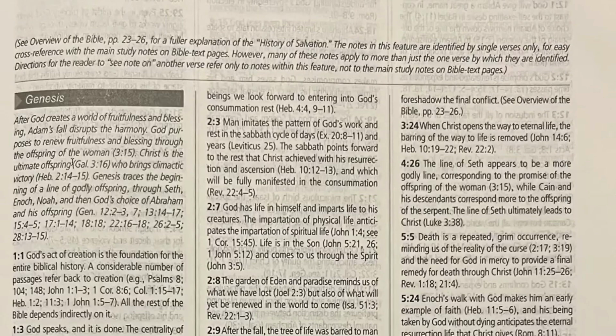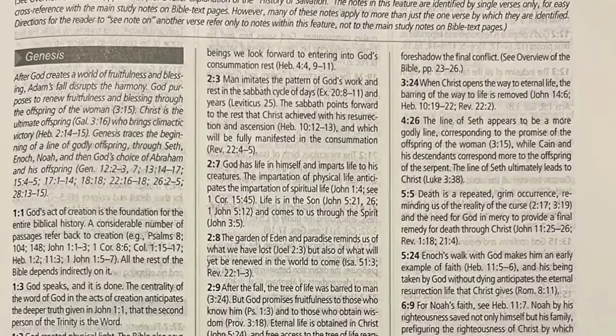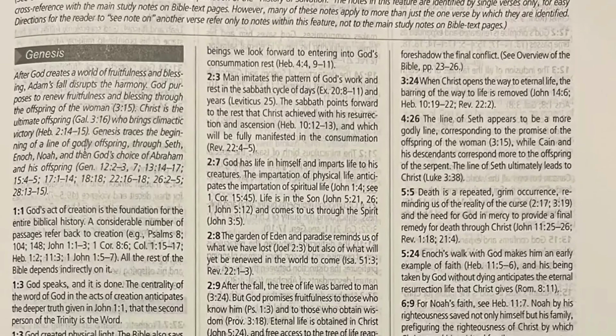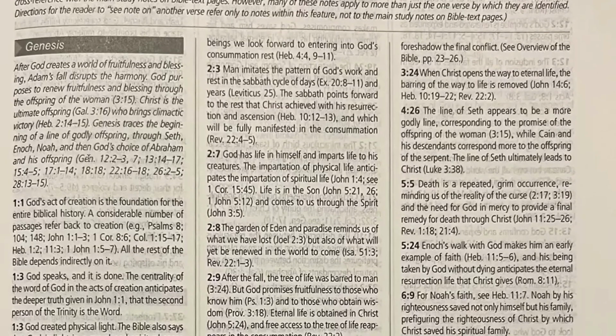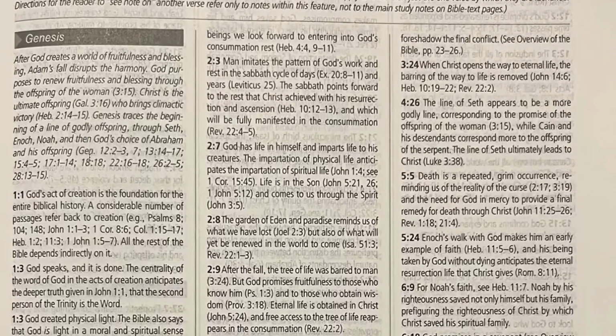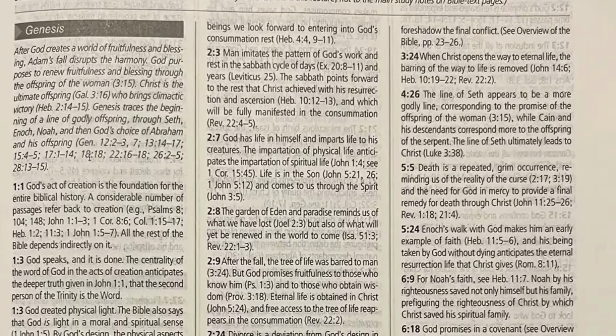All right, so Genesis. After God creates the world of fruitfulness and blessing, Adam's fall disrupts the harmony. God proposes to renew fruitfulness and blessing through the offspring of the woman, Genesis chapter 3, verse 15. Christ is the ultimate offspring, Galatians chapter 3, verse 16, who brings climactic victory, Hebrews chapter 2, verse 14 to 15. Genesis traces the beginning of a line of godly offspring through Seth, Enoch, Noah, and then God's choice of Abraham and his offspring. You see the relevant verses there.